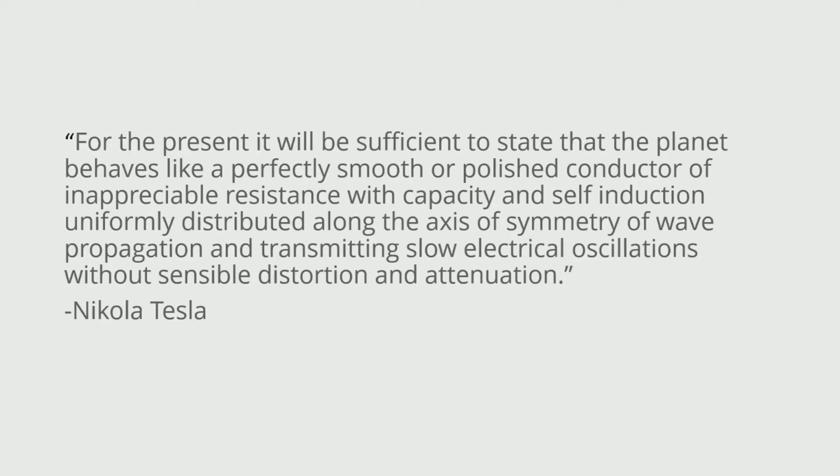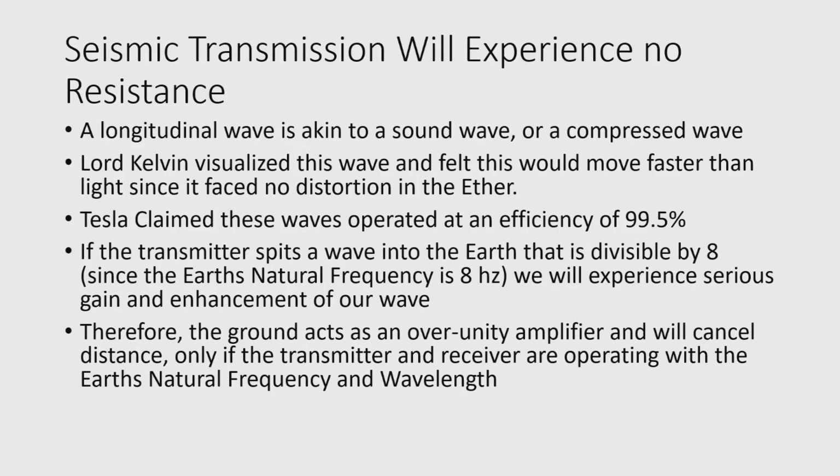So here's a quote from Tesla to start it off. He says, "For the present, it will be sufficient to state that the planet behaves like a perfectly smooth or polished conductor of inappreciable resistance, with capacity and self-induction uniformly distributed along the axis of symmetry of wave propagation, and transmitting slow electrical oscillations without sensible distortion or attenuation." So here's Tesla clearly endorsing the idea of wireless transmission through the ground. He says that you will not experience any loss, and he actually was saying more than that. He was saying that these waves are 99.5% efficient.